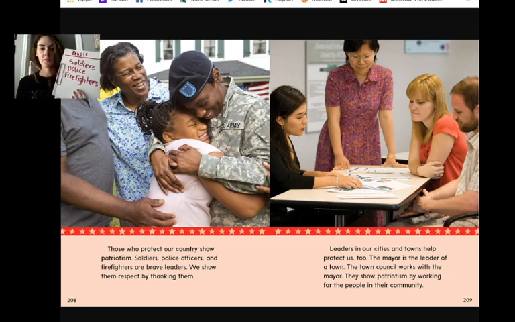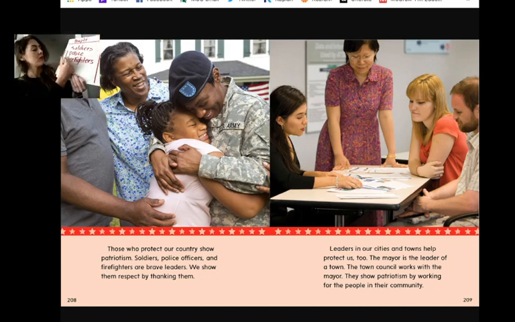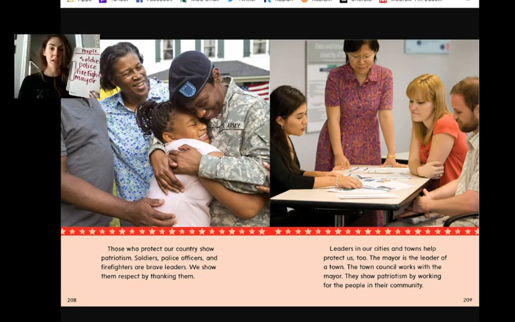Nice, very good. And we show them respect by thanking them. They show us patriotism by doing things for our country. On the opposite page, with these people that look like they're working together at the desk, it says leaders in our city and town help protect us too. The mayor is the leader of a town. The town council works for the mayor. They show patriotism by working for the people in their community. So there's another person we can put. Let's put the mayor. Nice. Found lots of people on that page.